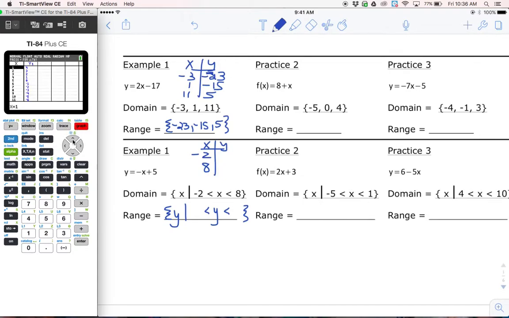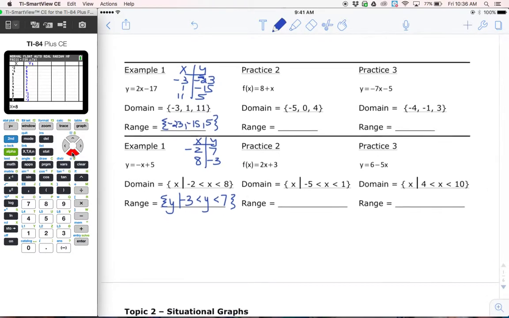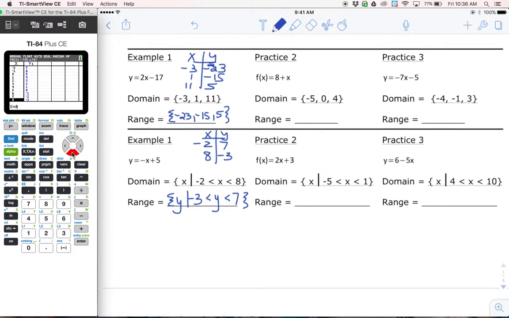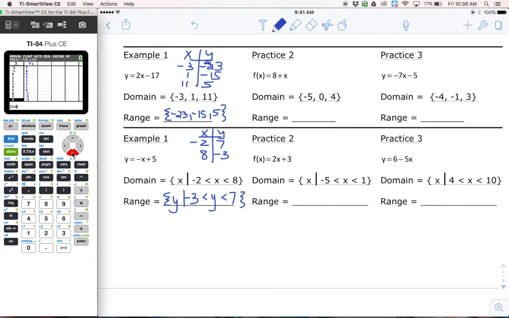And I'm looking for when x is -2. All right, when x is -2, y is 7. And when x is 8, it looks like y is -3. Now, the only tricky thing here is we always write our domain and range from least to greatest. So even though -2 went with 7, we're not going to write it there. We're going to go from least to greatest. So I'm going to say -3 to 7. All right? And that would be my range. Follow my example and try problems number 2 and 3 over to the right.